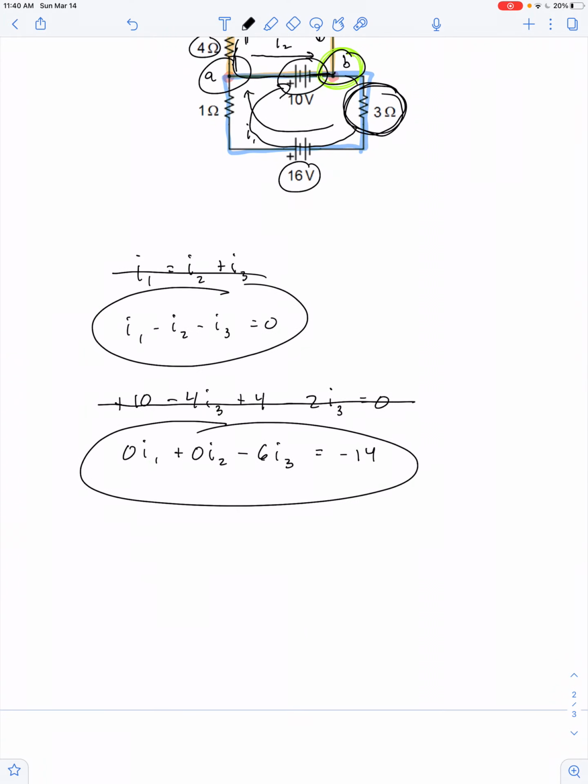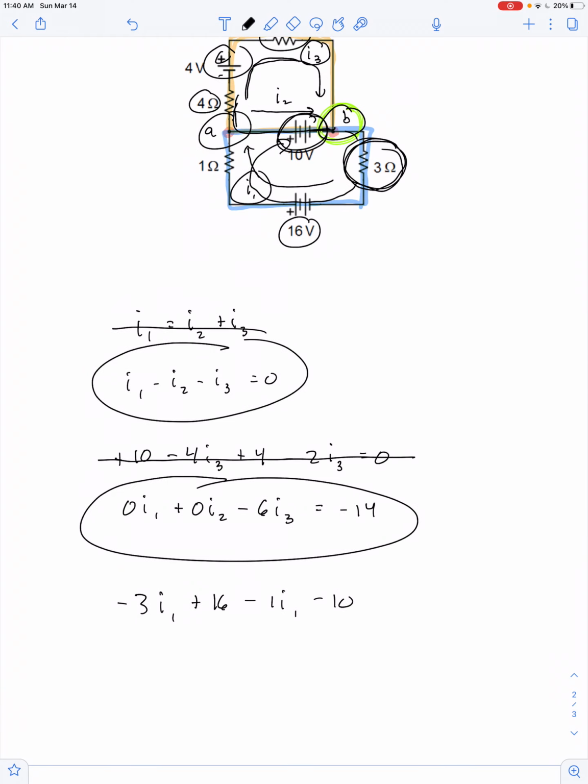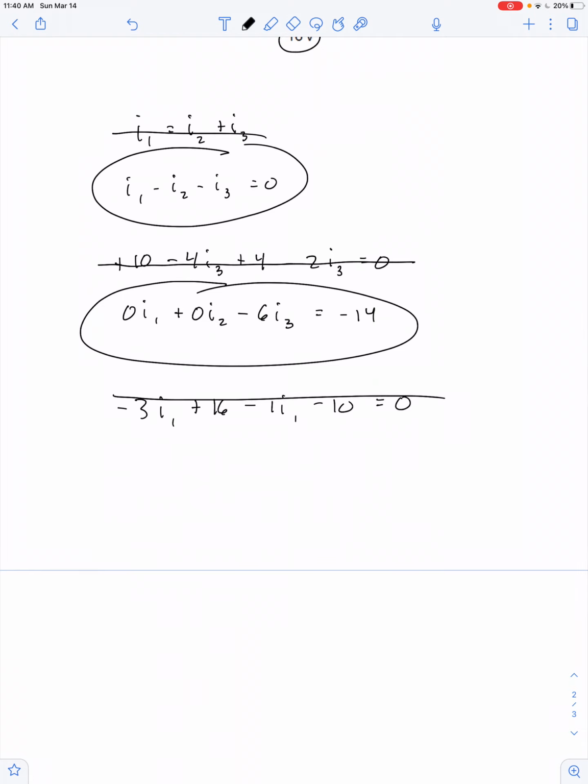Okay, so I have minus 3, and which current is that? That's the current I1. So minus 3I1 plus 16 volts minus 1 I1 minus 10 volts. Right? That's the last thing I'll encounter, going from the positive to the negative across that battery. And that brings me back to point B, so that equals 0. Of course, I can rewrite this and put this in the form negative 4I1 plus 0I2 plus 0I3 is equal to negative 6.